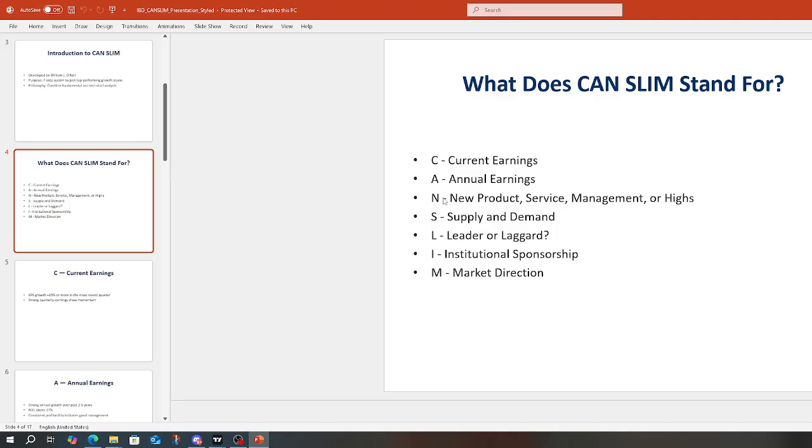So with supply and demand, how many shares are outstanding? Are they diluting the shares? Are people buying their shares? Are they accumulating them? You need to know why you're looking at the company in terms of supply and demand.